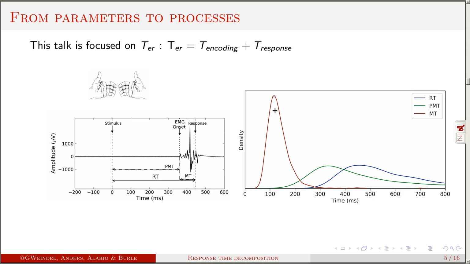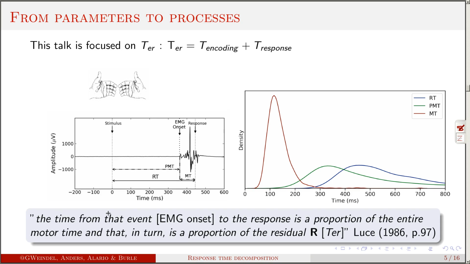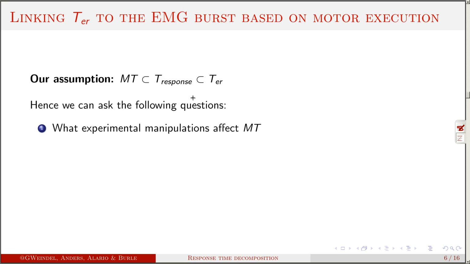Now, the linking function is easy and was already suggested by Duncan Luce 40 years ago. The time from that event, he was referring to EMG onset, to the response, is a proportion of the entire motor time, T response here, and that in turn is a proportion of the residual non-decision time. Our assumption is then clear. MT is at least a subset of the model time to execute the response, which itself is a subset of the non-decision time, which is the parameter we are actually estimating.